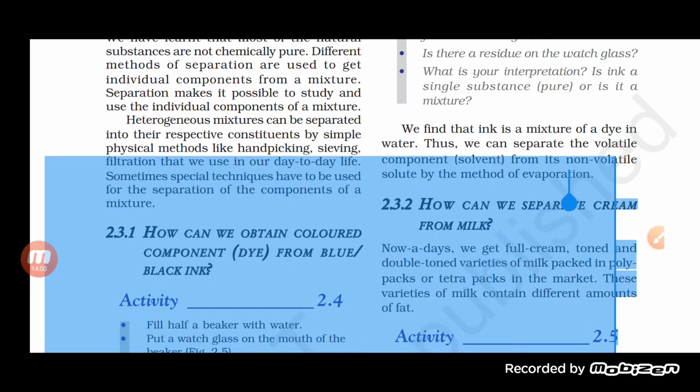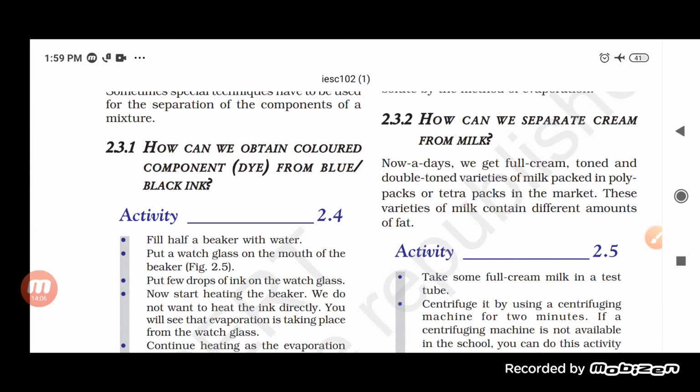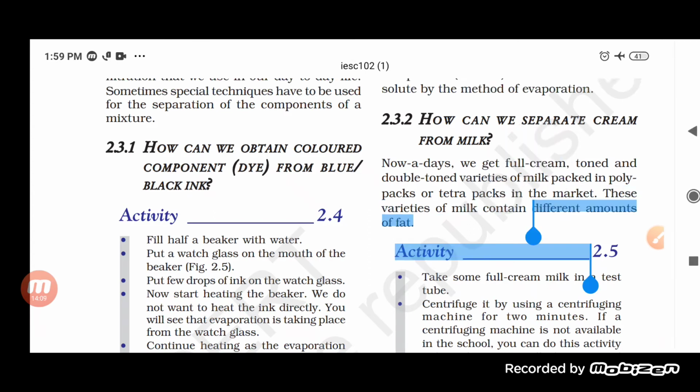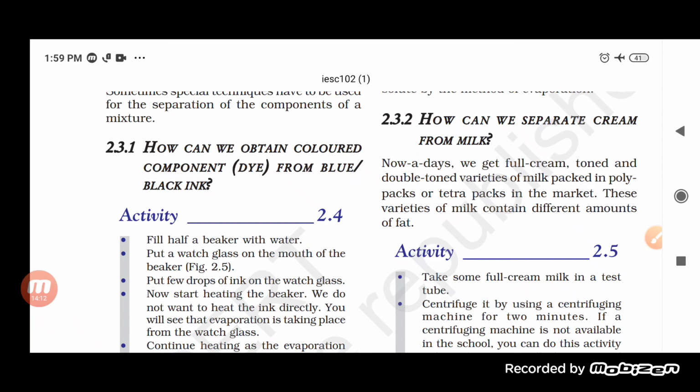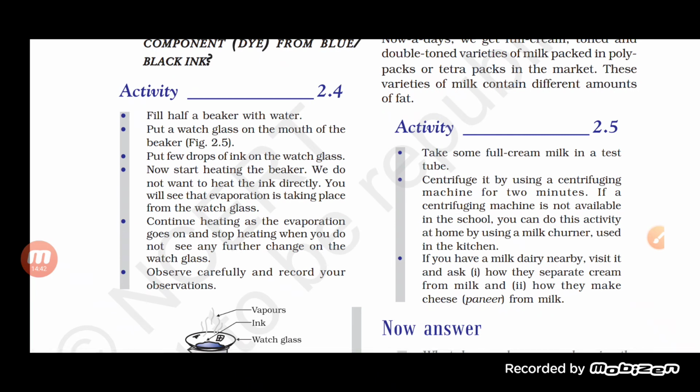Now how can we separate cream from milk? This is also a method by which we can separate it. Nowadays we get full cream, toned and double toned varieties of milk in a poly bag or a tetra pack in the market. These varieties of milk contain different amounts of fat. You have seen full cream milk, toned milk or double toned milk. What does that mean? It indicates the percentage of fats present in it. So how can we separate the fats from the milk?